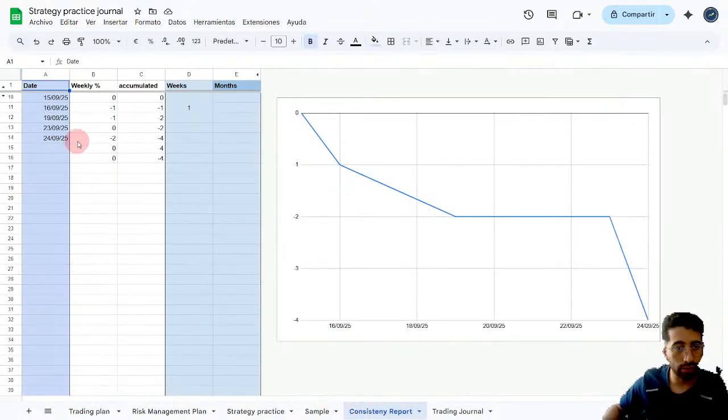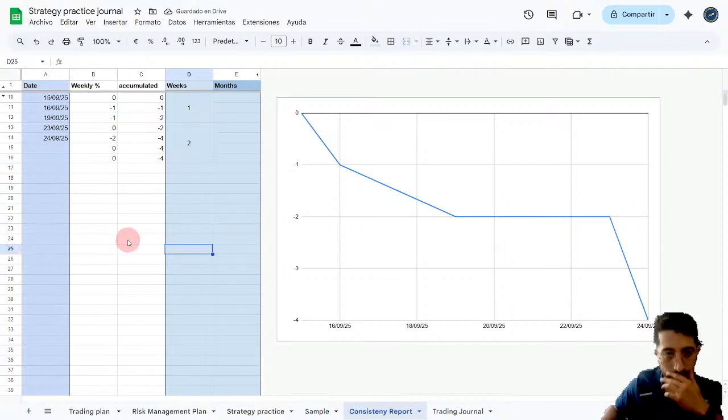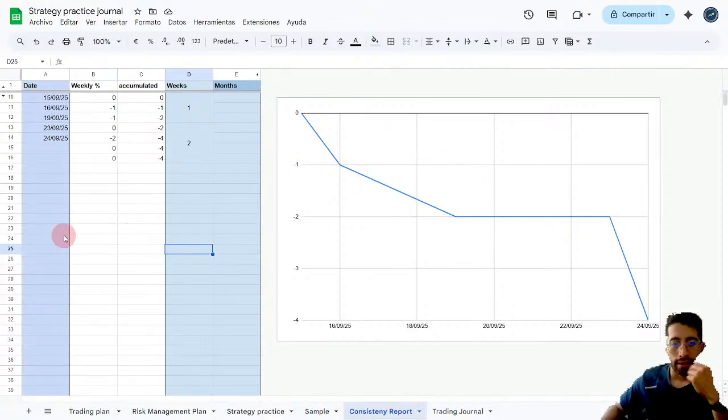The consistency report looks like this. So in the second week of backtesting, that for us is just 1 hour or 2 hours of backtesting, we got minus 4% of the account. Imagine that we're risking 1% on each trade, right? If we want to risk less, let's put 0.5, that would be just 2% of the account, right? But just for the sake of the exercise, this is what I'm doing.